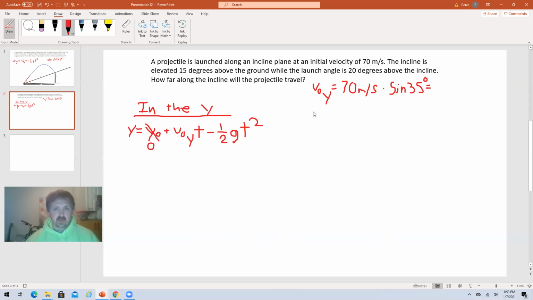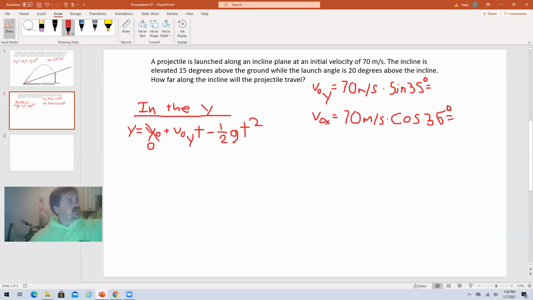While we're at it, right, we can go ahead and get our initial velocity in the x-axis as well. Okay, so v naught x is also going to equal 70 meters per second. Multiplied by now, because we're dealing with the x-axis, right? This isn't always the case to use the cosine for x-axis, but it is in this case. Multiplied by the cosine of theta, which is also, again, 35 degrees, okay?